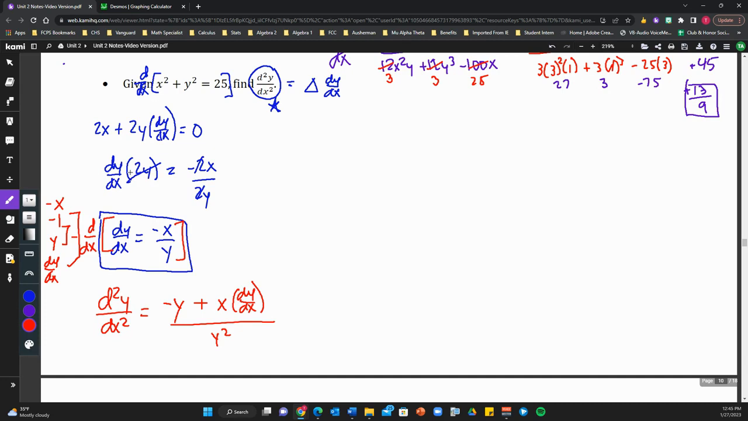So after we've done the calculus, now this is just algebra. Now I need to go and replace my dy/dx expression with what it's equal to. So that's what we're going to do. So we get d2y/dx2 equals -y plus x times what dy/dx is equal to, -x over y.